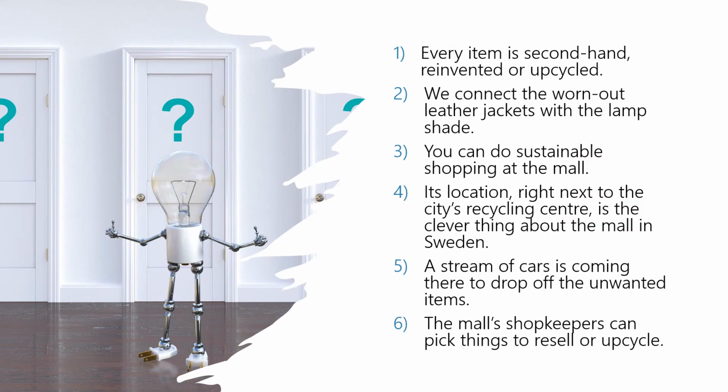And here are the answers. Every item is second-hand, reinvented or upcycled. We connect the worn-out leather jackets with the lampshade. You can do sustainable shopping at the mall. Its location, right next to the city's recycling center, is the clever thing about the mall in Sweden. A stream of cars is coming there to drop off the unwanted items. The mall's shopkeepers can pick things to resell or upcycle. Good job!